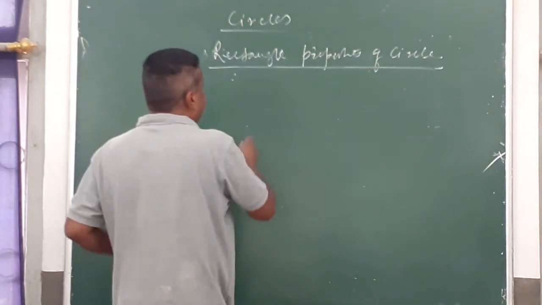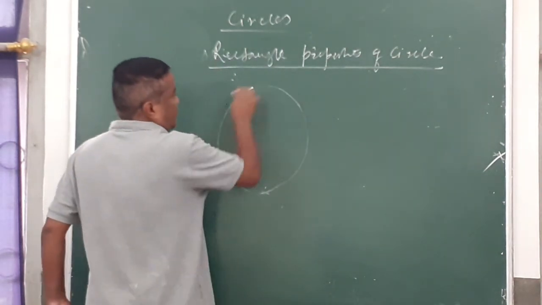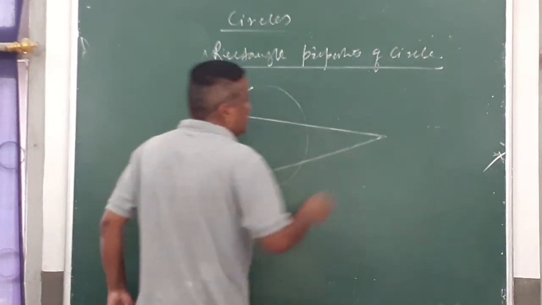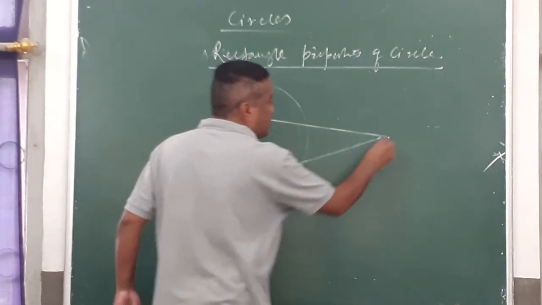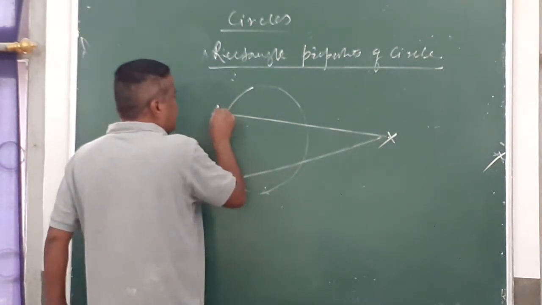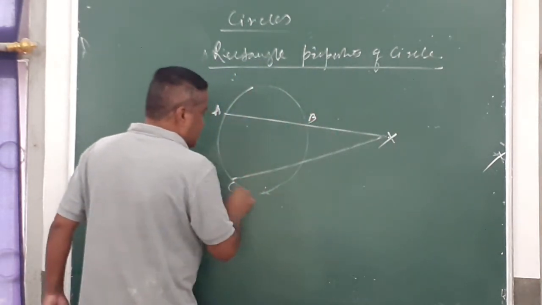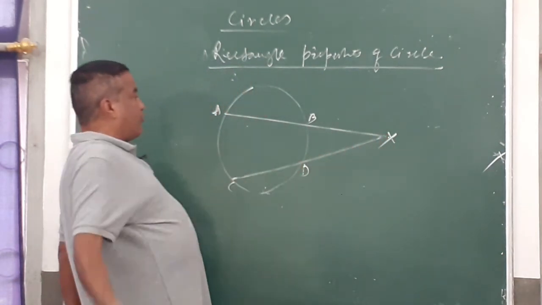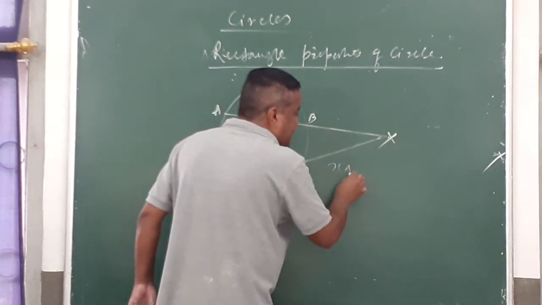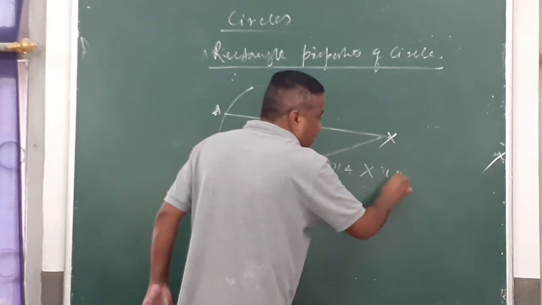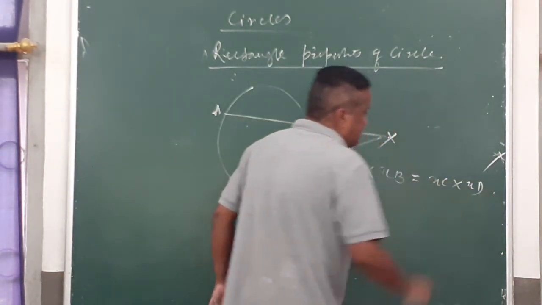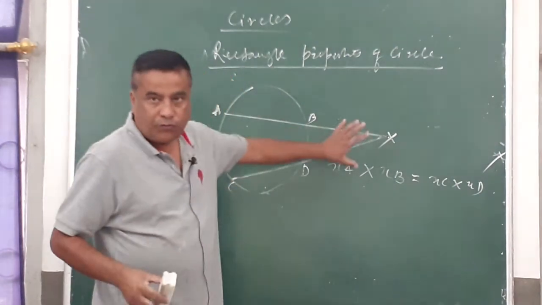After that, suppose chords are meeting at this point. Okay. Suppose this is X, this is A, this is B, this is C, this is D. This is called extended chord. So formula is XA into XB equals to XC into XD. This is the formula for this type of question.